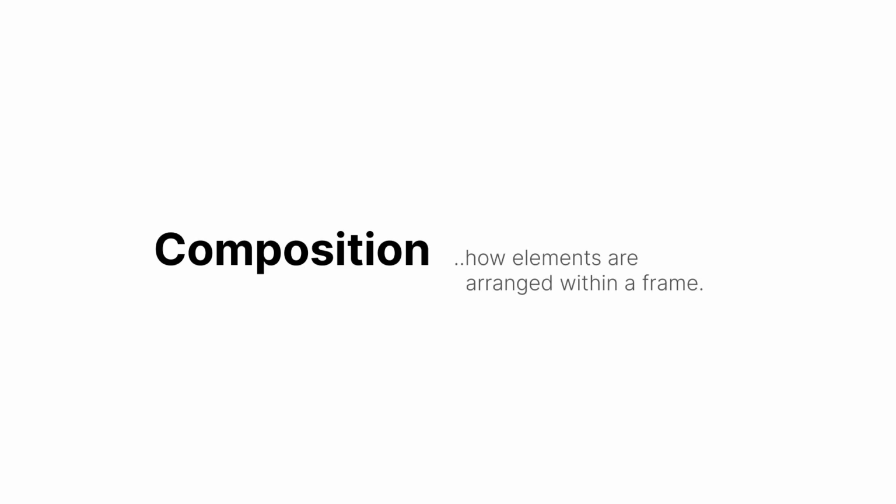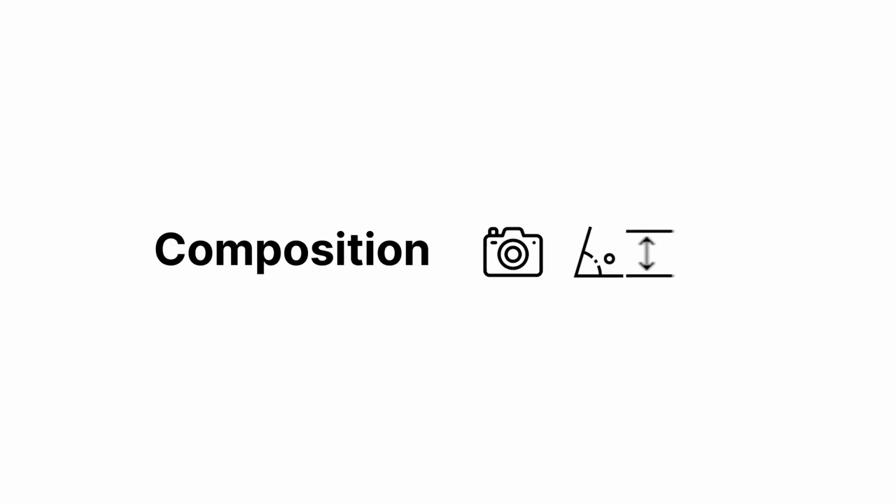Before we speak on camera settings, let's be clear what composition actually is. Composition is how elements are arranged within a frame. Composition is not a single setting you turn on. It is the result of many small choices working together, including camera position, angle, distance, framing, and what you choose to include or exclude from the shot. At its simplest, composition answers one question. What do you want your viewers to notice first?